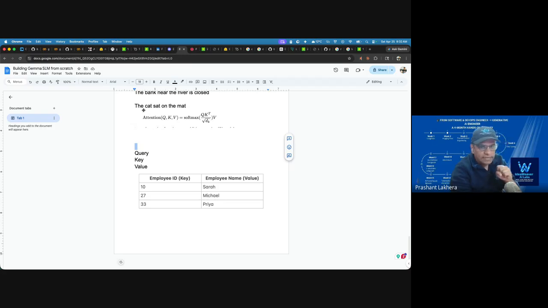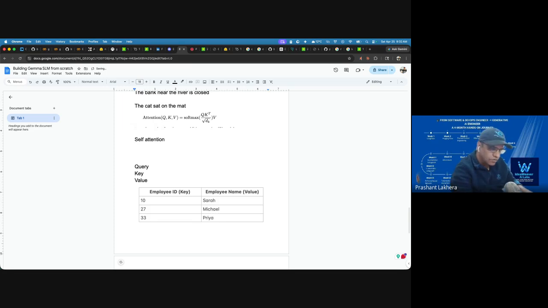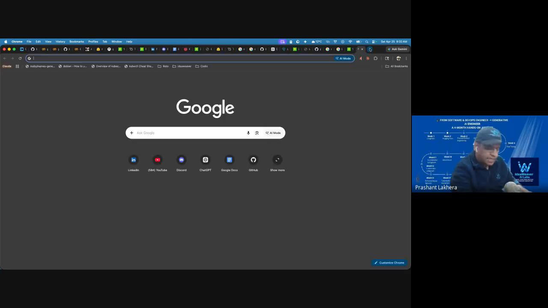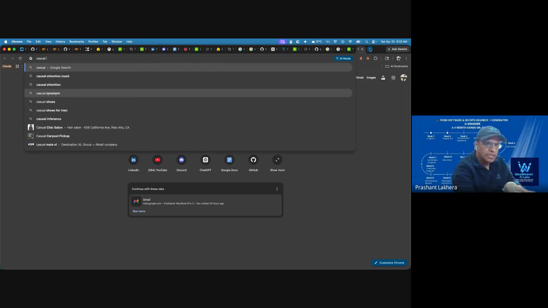So the main idea is how to calculate the attention between the different words in a sentence. Now, this is the first formula which came out, which is called self-attention. Okay. Then after that, the attention mechanism which came out is called causal attention.